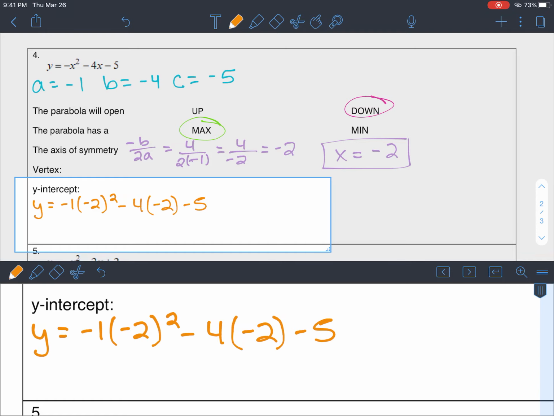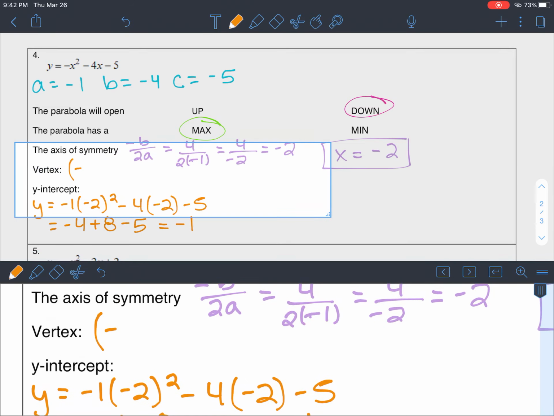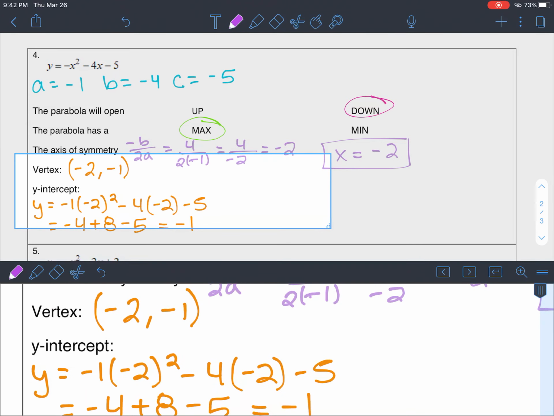Negative 2 squared gives me 4. 4 times negative 1 gives me negative 4. Negative 4 times negative 2 gives me positive 8. And then I subtract 5. Negative 4 plus 8 is positive 4. 4 minus 5 is negative 1. So my vertex is at negative 2, negative 1. Last thing we got to figure out is that y-intercept, which is 0 and whatever my c value is.